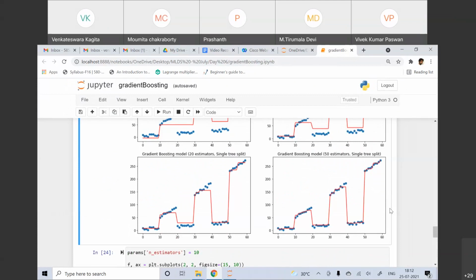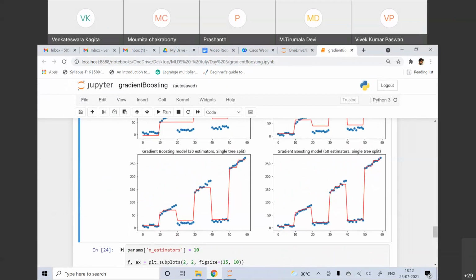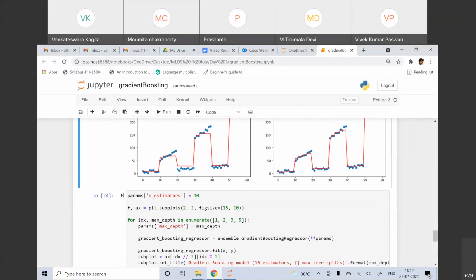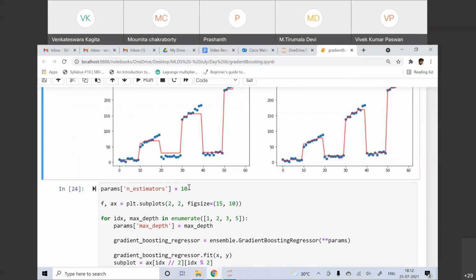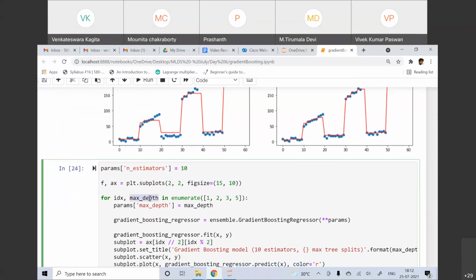So let us see whether increasing the complexity of the base model will have any effect on the model's performance. Okay. So here we have taken a single tree split. It means a very simple model we have taken. Let us increase the depth of the tree. Earlier we had taken depth as 1. Now you are increasing the depth to 2, 3, 5 and so on. We are fixing the number of estimators to 10. So the number of estimators is fixed. What are we changing? We are just changing the max depth of the tree. It means we are increasing the complexity of the model.